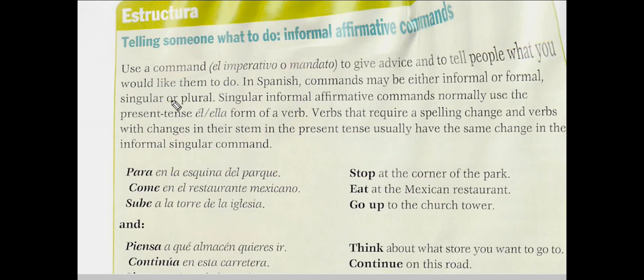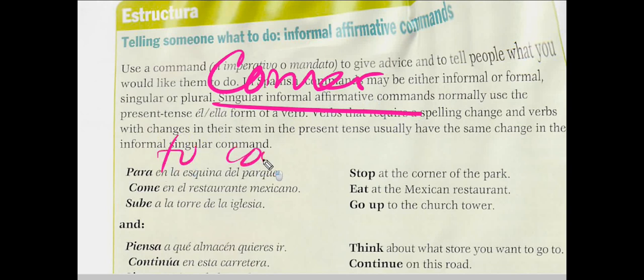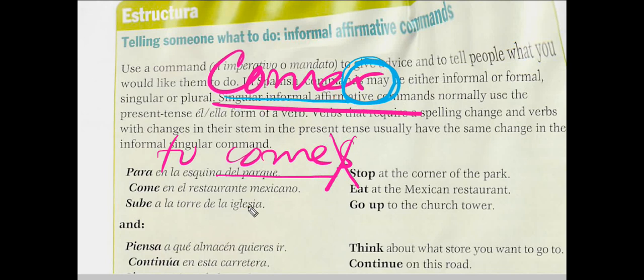Like, for example, the verb comer. Yo como, right? Tú comes. Because imperative or commands are always to second person, directed to second person, what you will do is eliminate the S and make it come. Or you can look at it in a different way. In the imperative, you eliminate the R in the infinitive and leave it come.